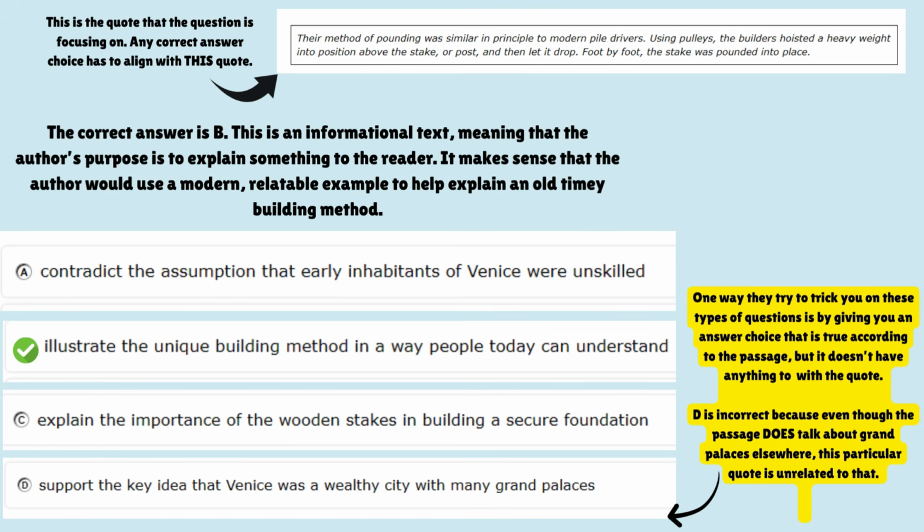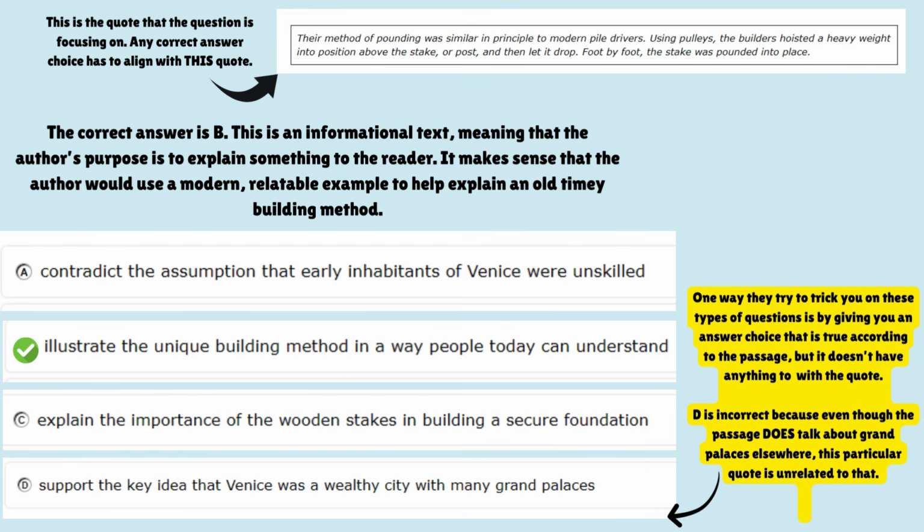One way they try to trick you is by giving you an answer choice that is true according to the passage, but it doesn't have anything to do with the quote. So you as the test taker, you see this answer choice and you think, well, that's true. I remember reading that in the passage, but does it have anything to do with the quote in the box? Because that's what you're supposed to be focusing on.